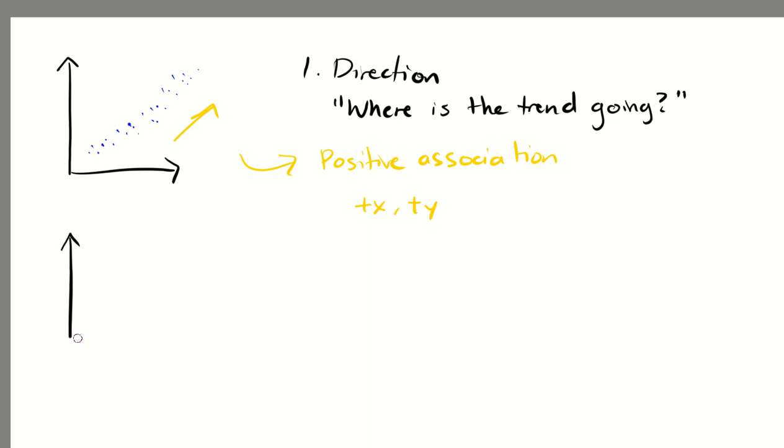But what if the distance the rubber bands traveled decreased as we increased the strain? Then our plot would look something like this. So now as x increases, our y tends to decrease. And this is a negative association.